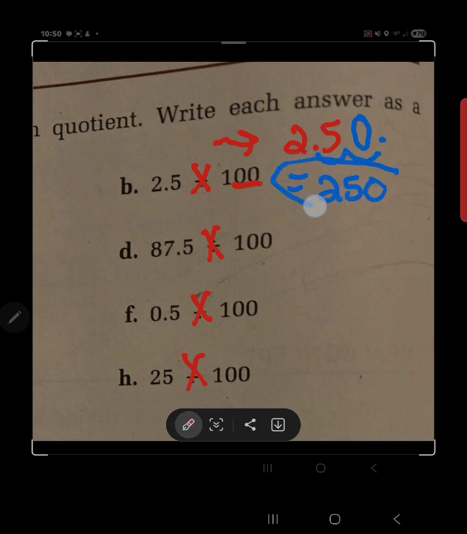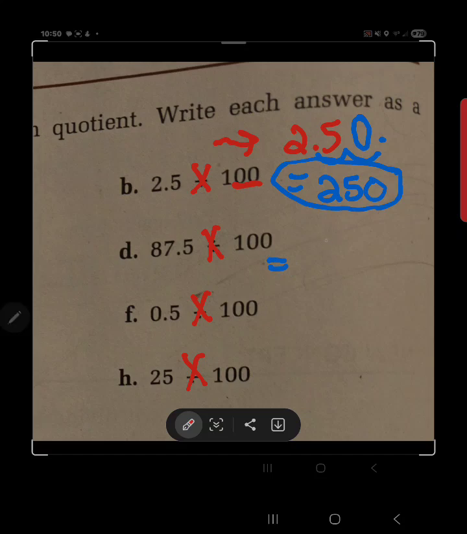Now again, these are not in your book. In your book, we were dividing by multiples of 10, but I just want to review this for going forward so that you have a really good understanding of the difference between dividing and multiplying by multiples of 10.